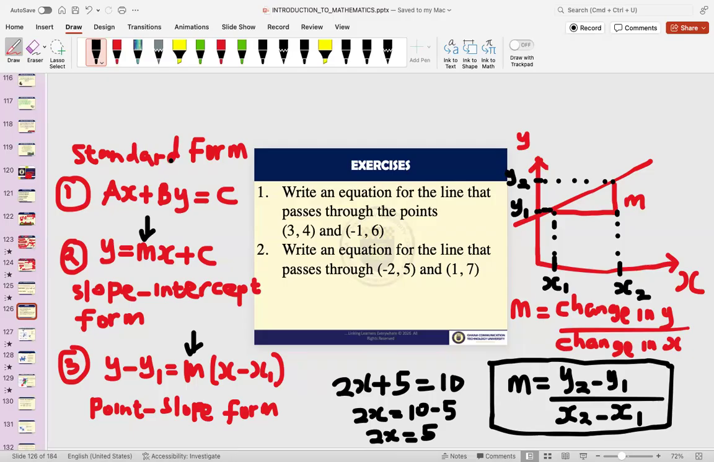Because if you want to come to point number 2, point number 2 is saying that the x should be on the right hand side with a certain number. But here, x is on the left hand side.